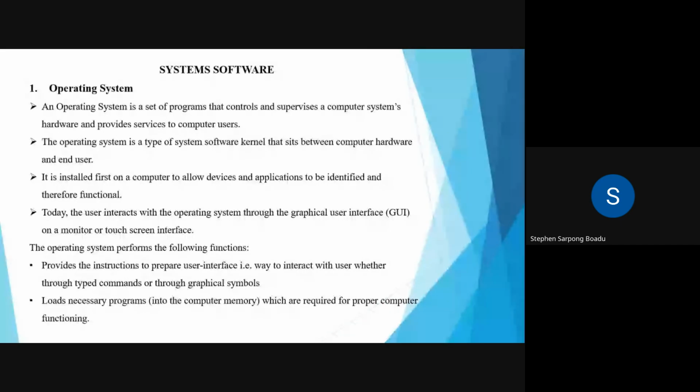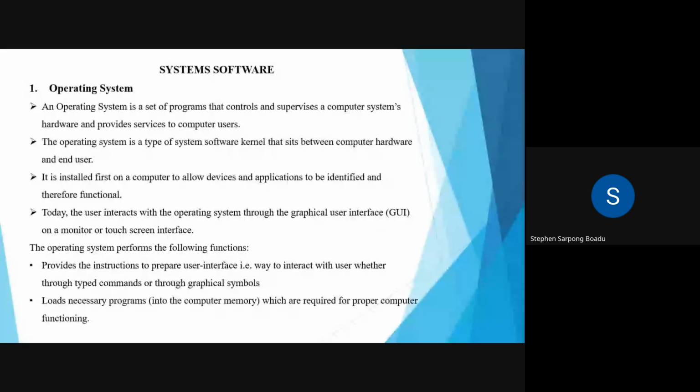So the graphical user interface that we work with, or the command line instructions or whatever we work with, it's all because of the OS. Okay, so it is installed first on a computer to allow devices and applications to be identified and therefore functional. So without the operating system, like I said, it is non-functional. You can't use your PC.